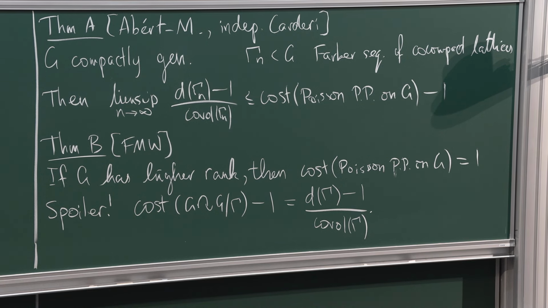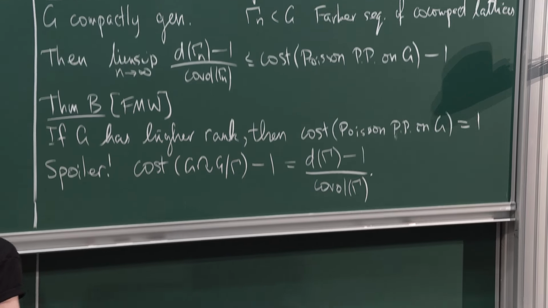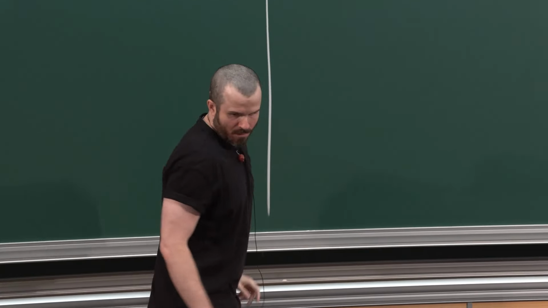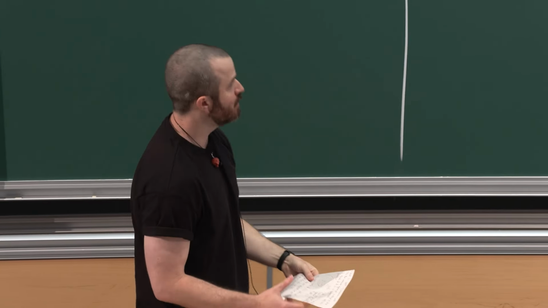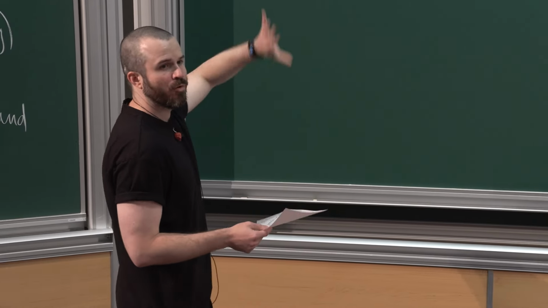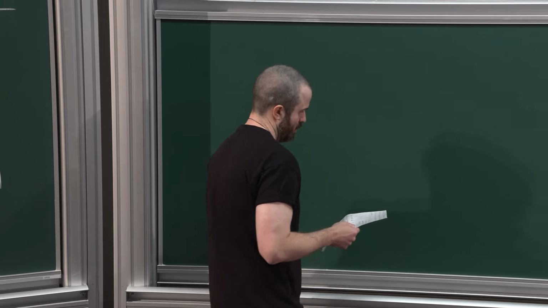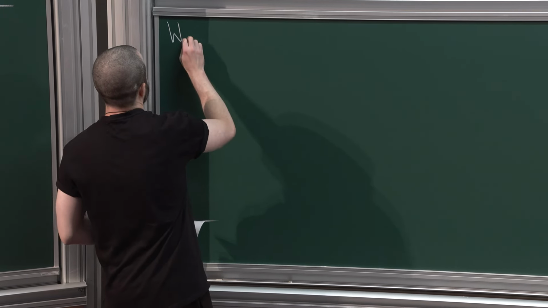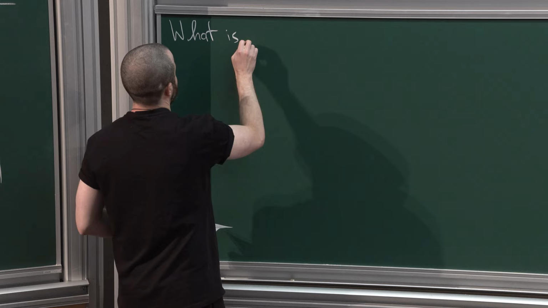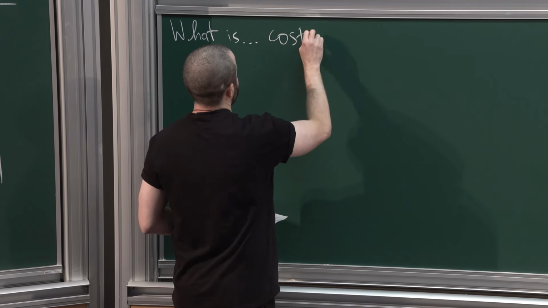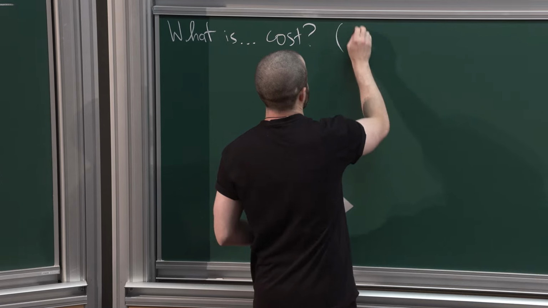What else do I want to say about these theorems? No, I think that's just about it. All I have to do now is explain what cost is, right? So the goal for this lecture is just to give you the big picture overview of what's going on here. So let's get into it. So what is cost?